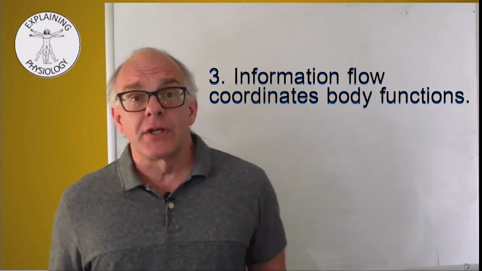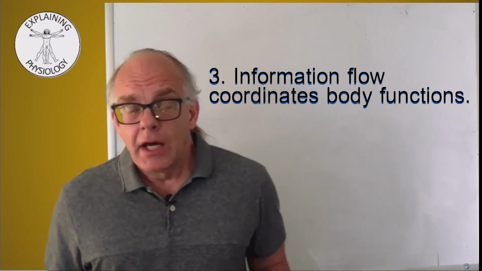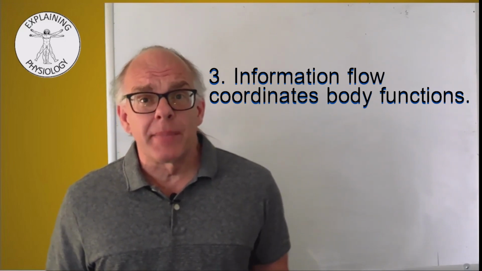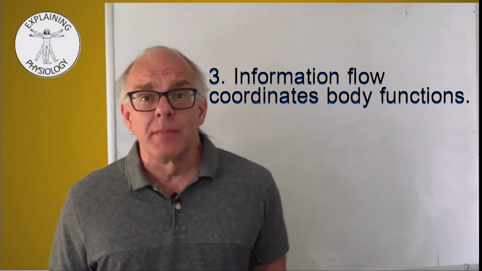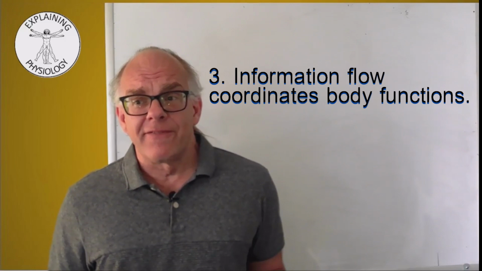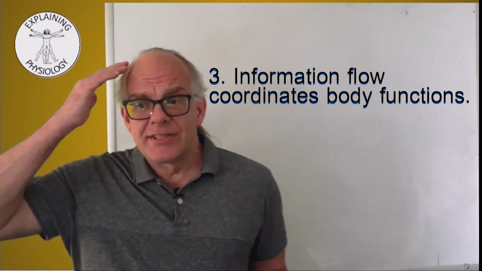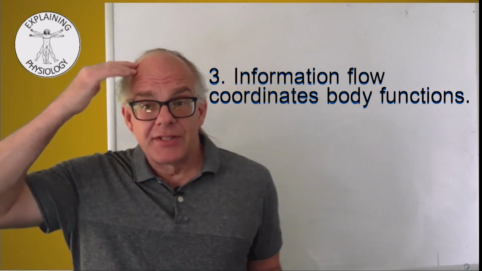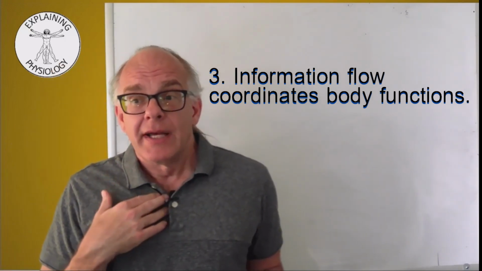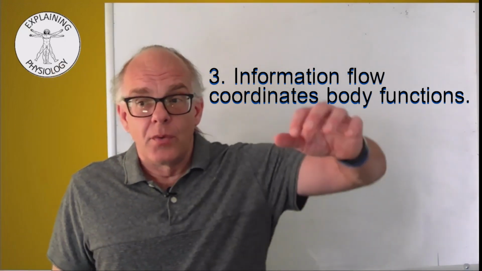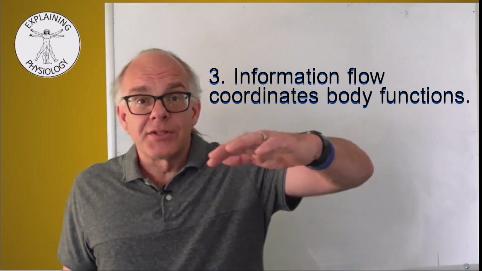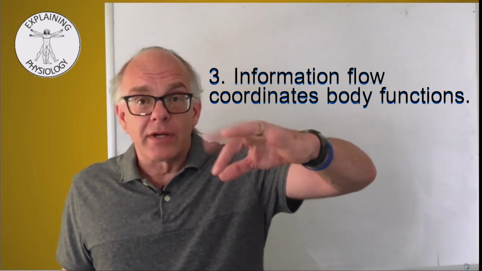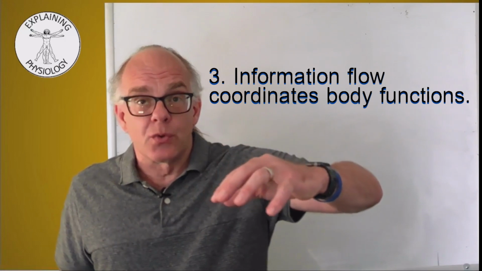The third theme in physiology is that information flow is going to control body function. And so an easy way of thinking about that is the nervous system. If I want to wiggle my fingers, basically I'm going to have a cell up here within my brain that is going to send a message down to a cell within my spinal cord. That's going to send a message out to the muscles in my fingers, telling my fingers that I want them to wiggle. And so the nervous system is controlling that.